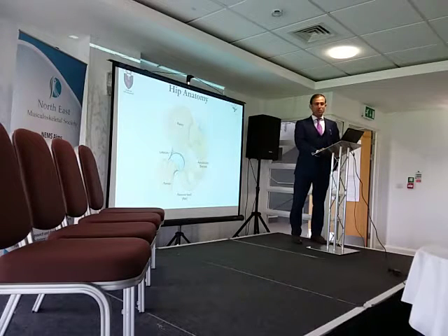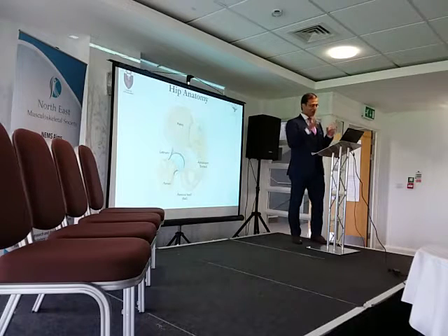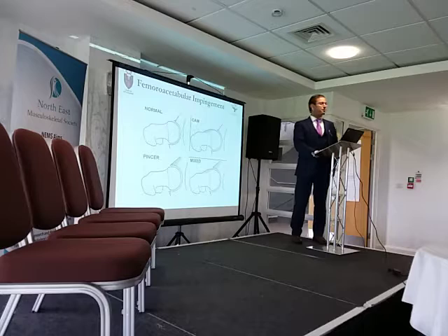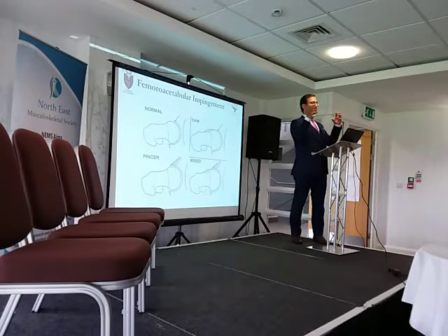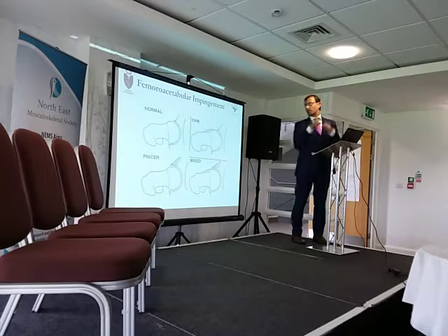You have a femoral head, that's your ball. You have an acetabulum, which is your socket, and then you have a labrum in between. There are some similarities between the shoulder and the hip, although they are quite different. So, different types of impingement. If you look at the ball and socket on that side, that's your normal. Your ball and socket will move around with no problem whatsoever.